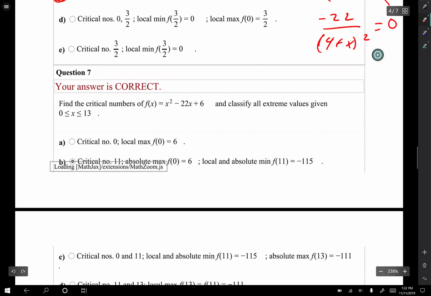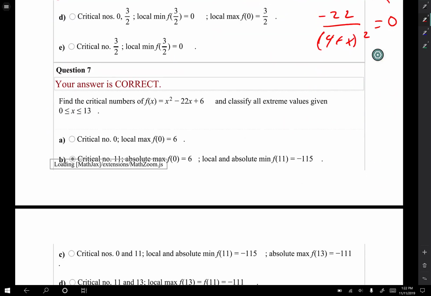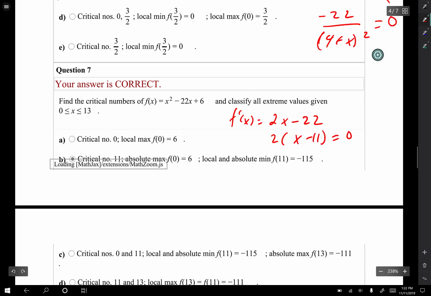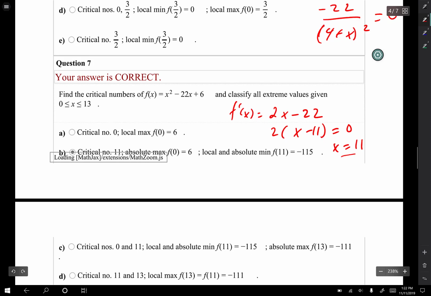All right, keep going. Question 7, find the critical numbers for this function and classify all extreme values given. Notice it's a closed interval, so you don't have to do a derivative test. You can just test your endpoints and your critical numbers. So f prime of x equals 2x minus 22. I'm going to factor out a 2, so you get x minus 11. I force that to equal 0, and you get one critical number at 11. So that's the only critical number.